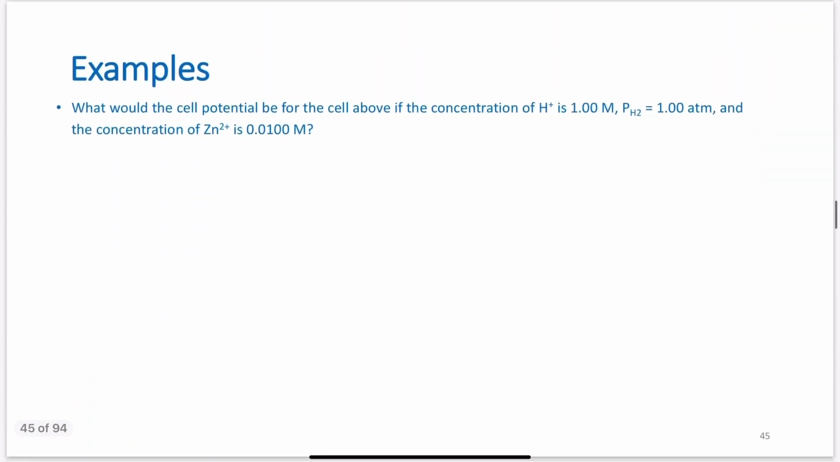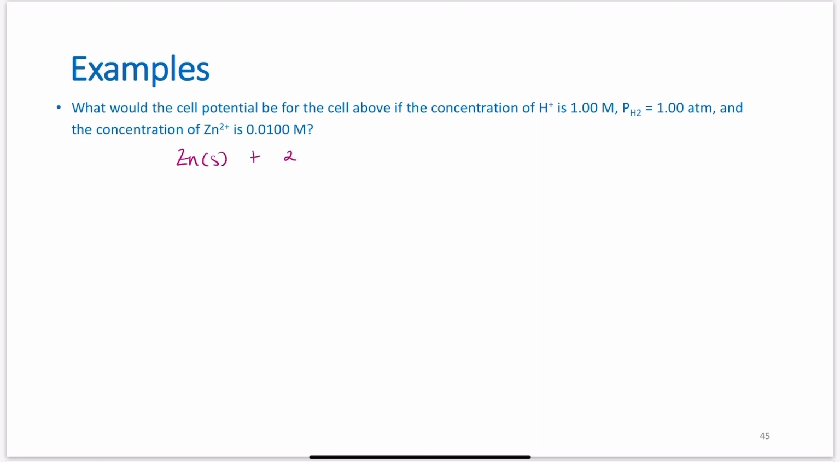What if I wasn't under standard conditions, though? What would the cell potential be for the cell above if the concentration of H+ was 1 molar and the pressure of H2 gas was 1 atmosphere, but the concentration of Zn2+ was 0.0100 molar? How do I find it then? Well, I'd have to do what I already did. I'd have to find the overall reaction and the overall standard cell potential, but luckily we just did that.